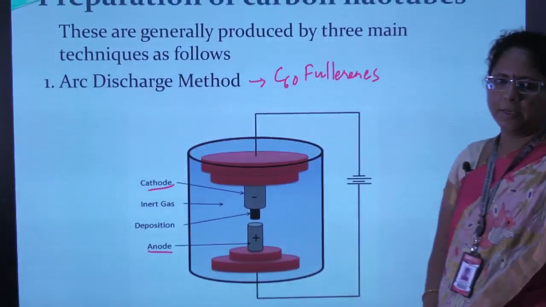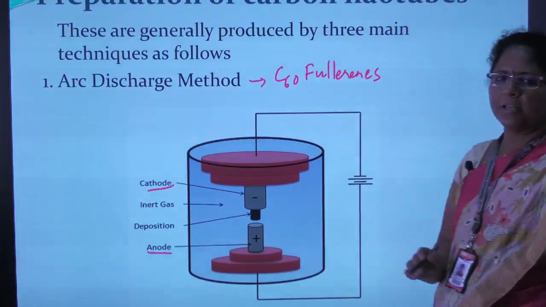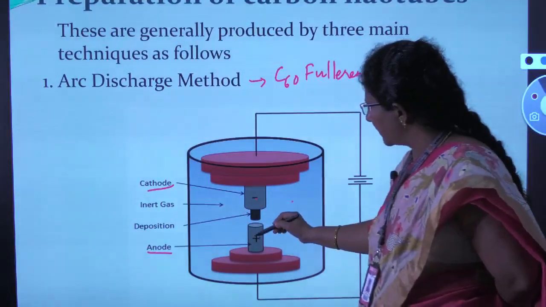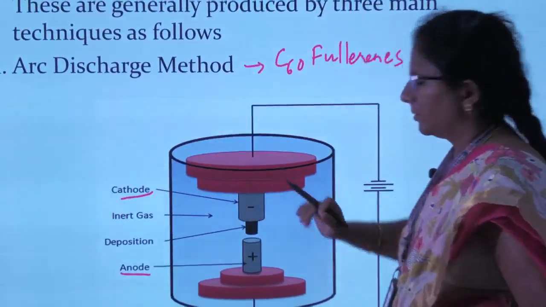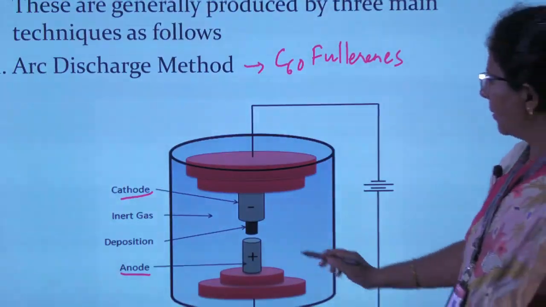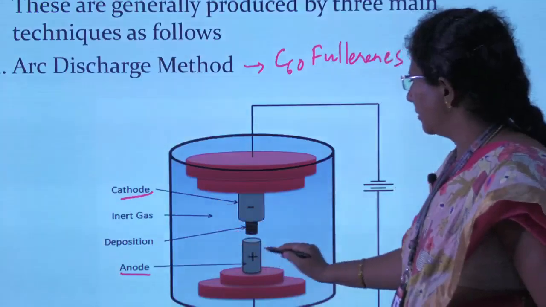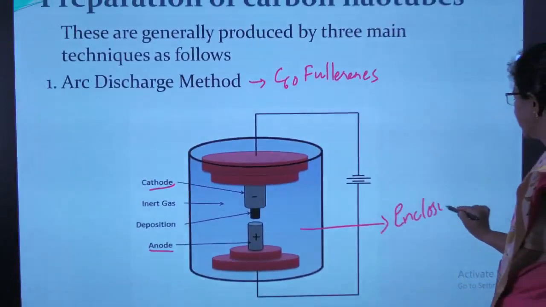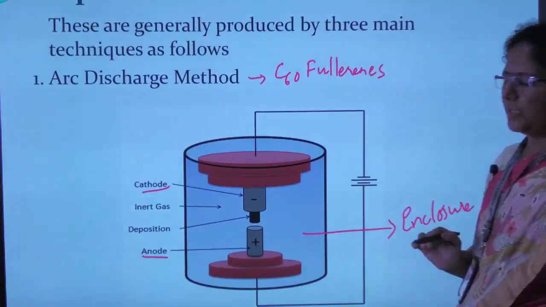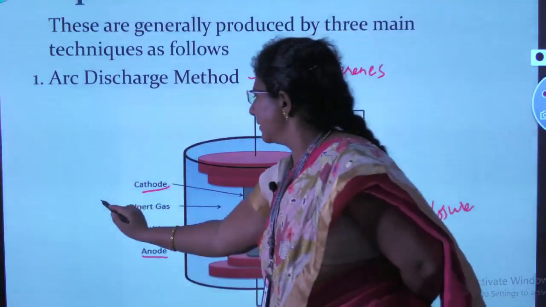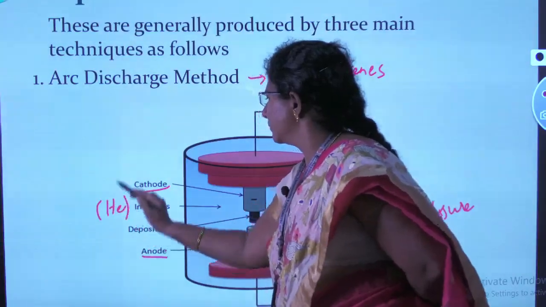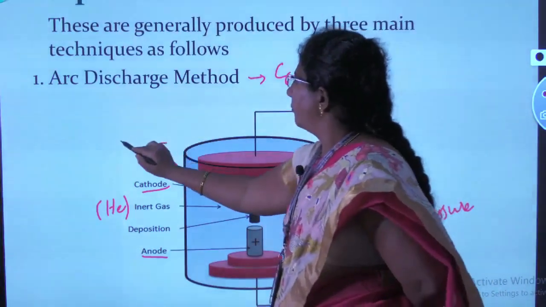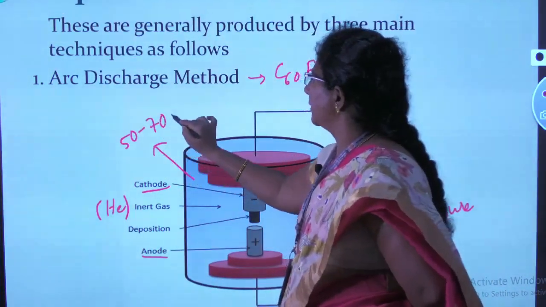So coming to this method, here the C60 fullerenes are prepared through arc vaporization of two carbon rods placed end to end, separated by 1 mm in an enclosure. So this is called the enclosure. This enclosure is usually filled with inert gas like helium, and it is maintained at a pressure of 50 to 70 mbar.